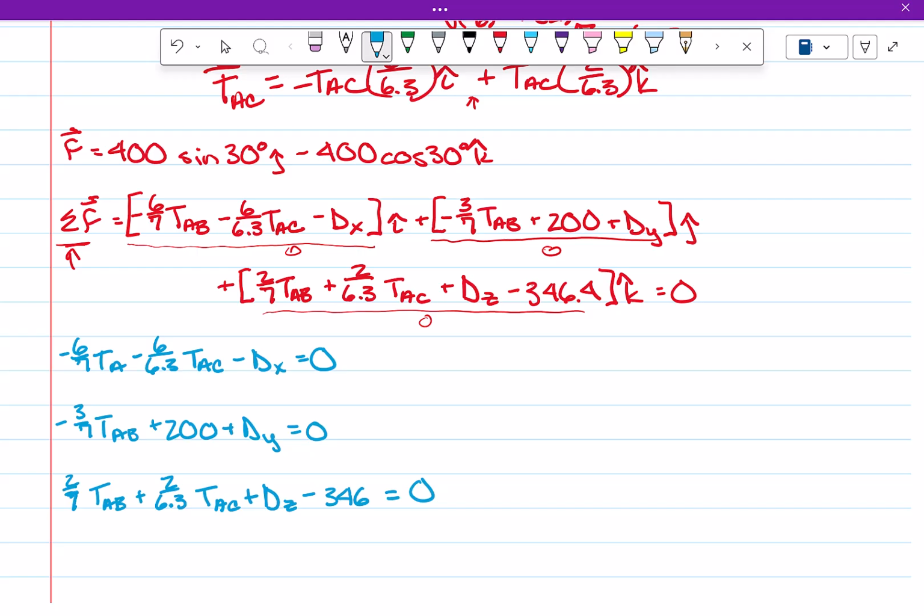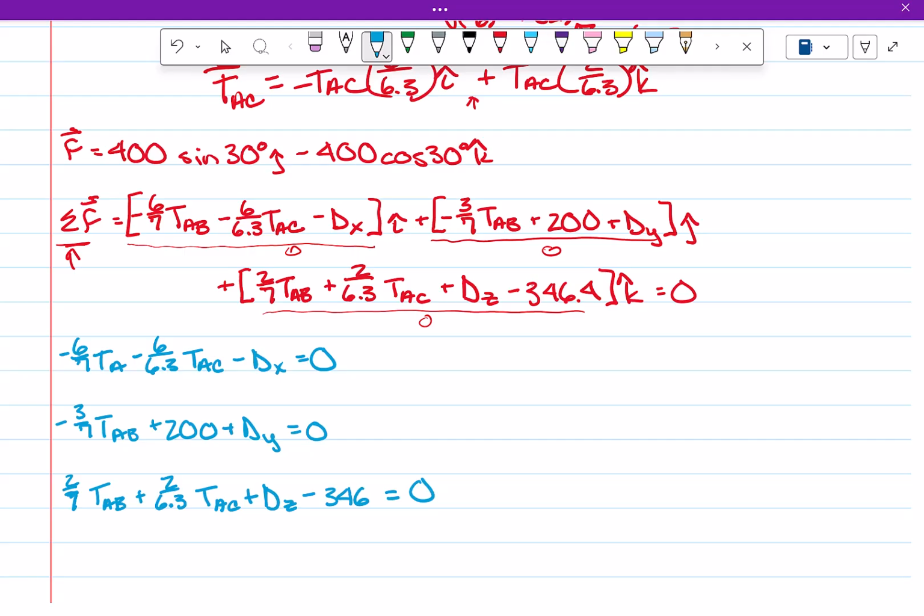So right now, looking at this, it looks like we have 1, 2, 3, 4, 5 unknowns and 3 equations. So at this point, we really can't solve for any one of these.